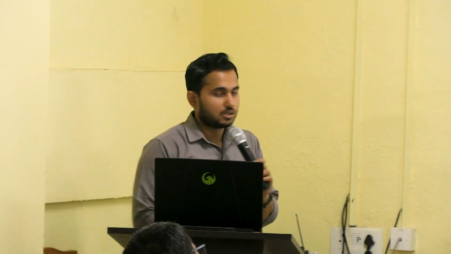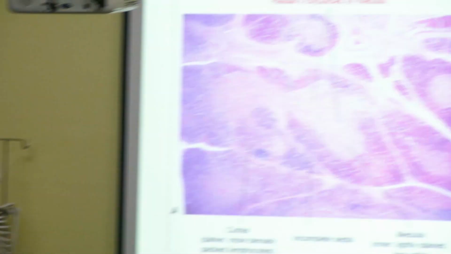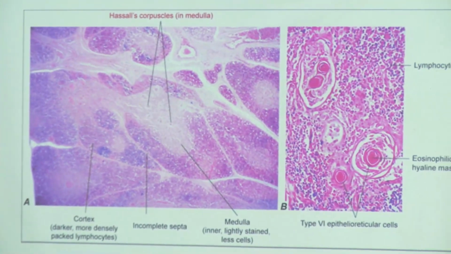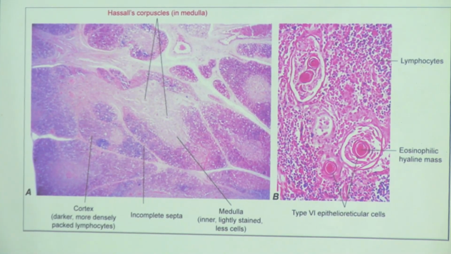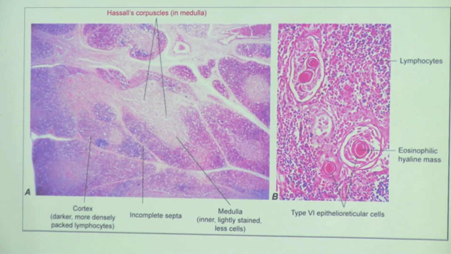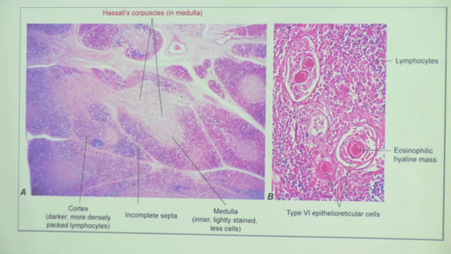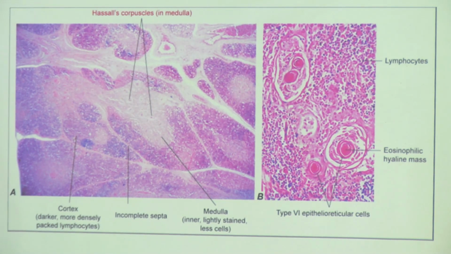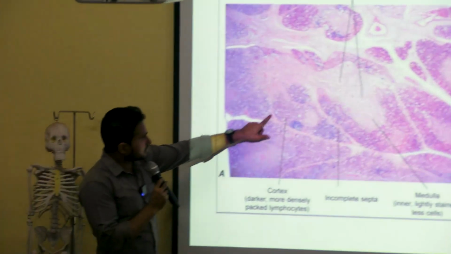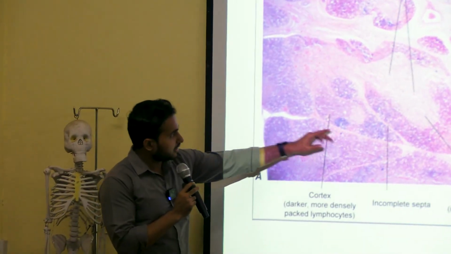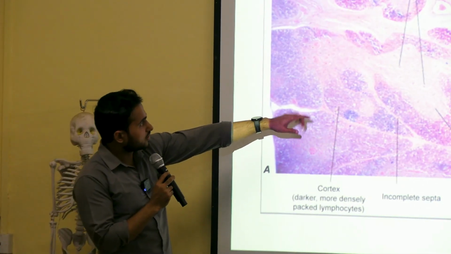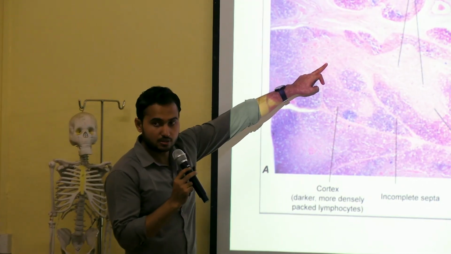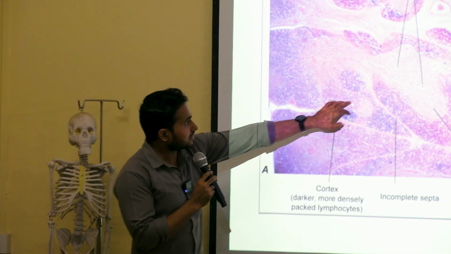Now this is the microscopic structure, both low magnification and high magnification images of the thymus. ठीक है, तो इसमें क्या दिखाई दे रहा है? What you can see over here: first of all, the cortex. Start from here, this is the cortex. This is the trabeculae. Now this trabeculae incompletely separates it into lobules. This is the cortex, this is the medulla.